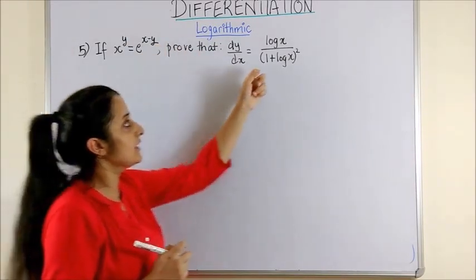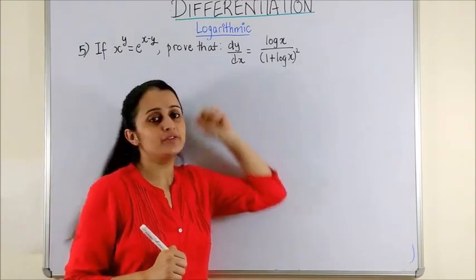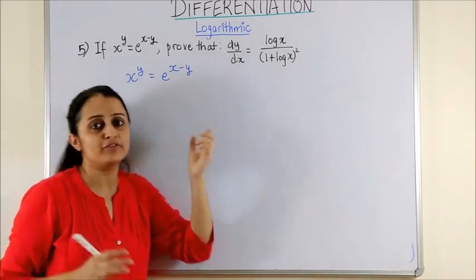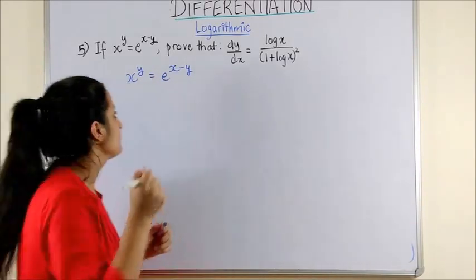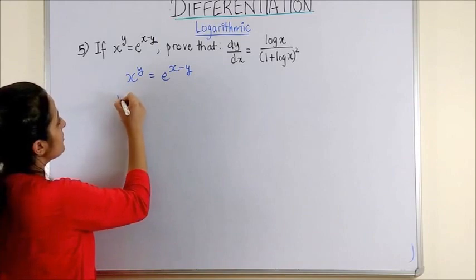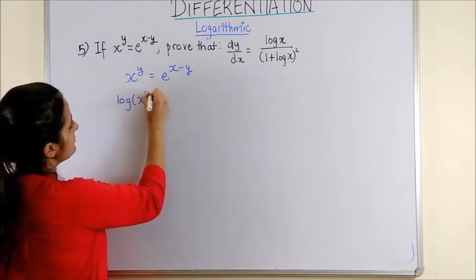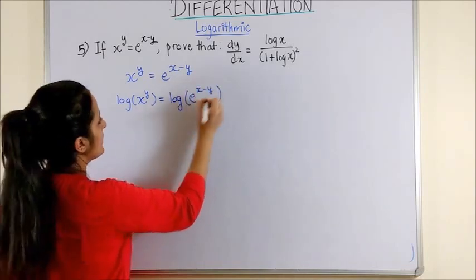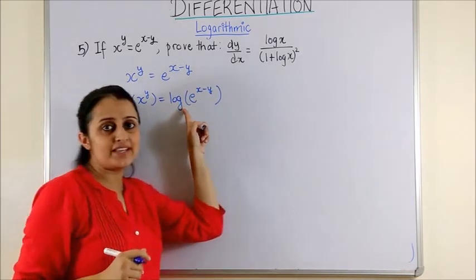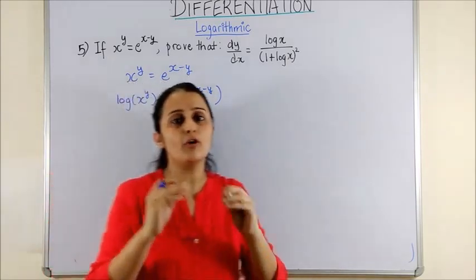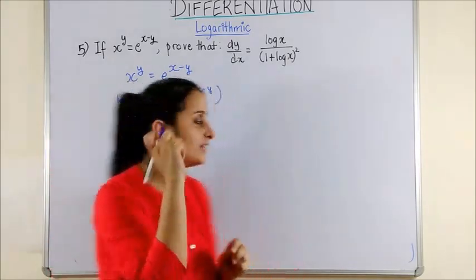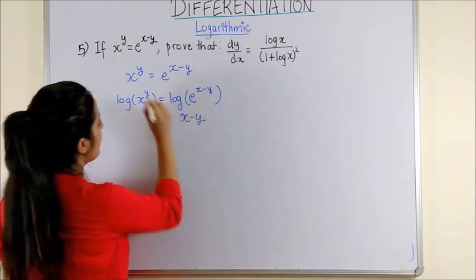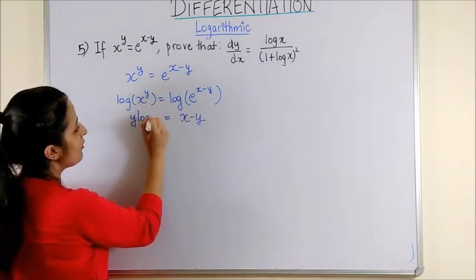and we need to prove that dy by dx is equal to the given expression. You see your left side to be of the form function raised to power function. So taking log on both sides, since log is always with base e and we know log e to the base e is 1, therefore right side simply gives us x minus y and the left side gives us y log x.